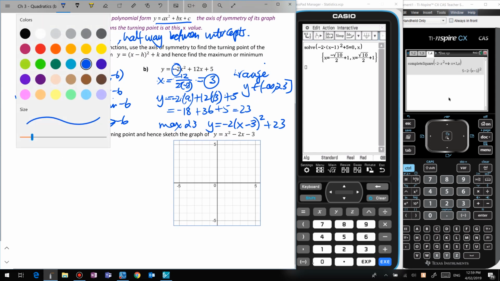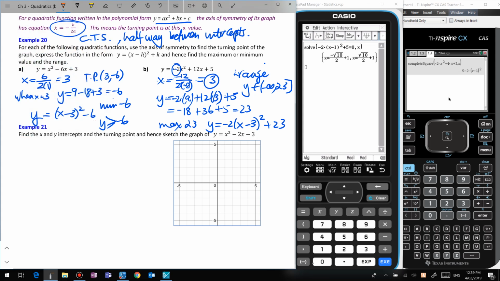Okay, so here, find the x and y-intercepts and the turning point of this graph. So y equals x squared minus 2x minus 3. Let x equals 0, y equals negative 3.